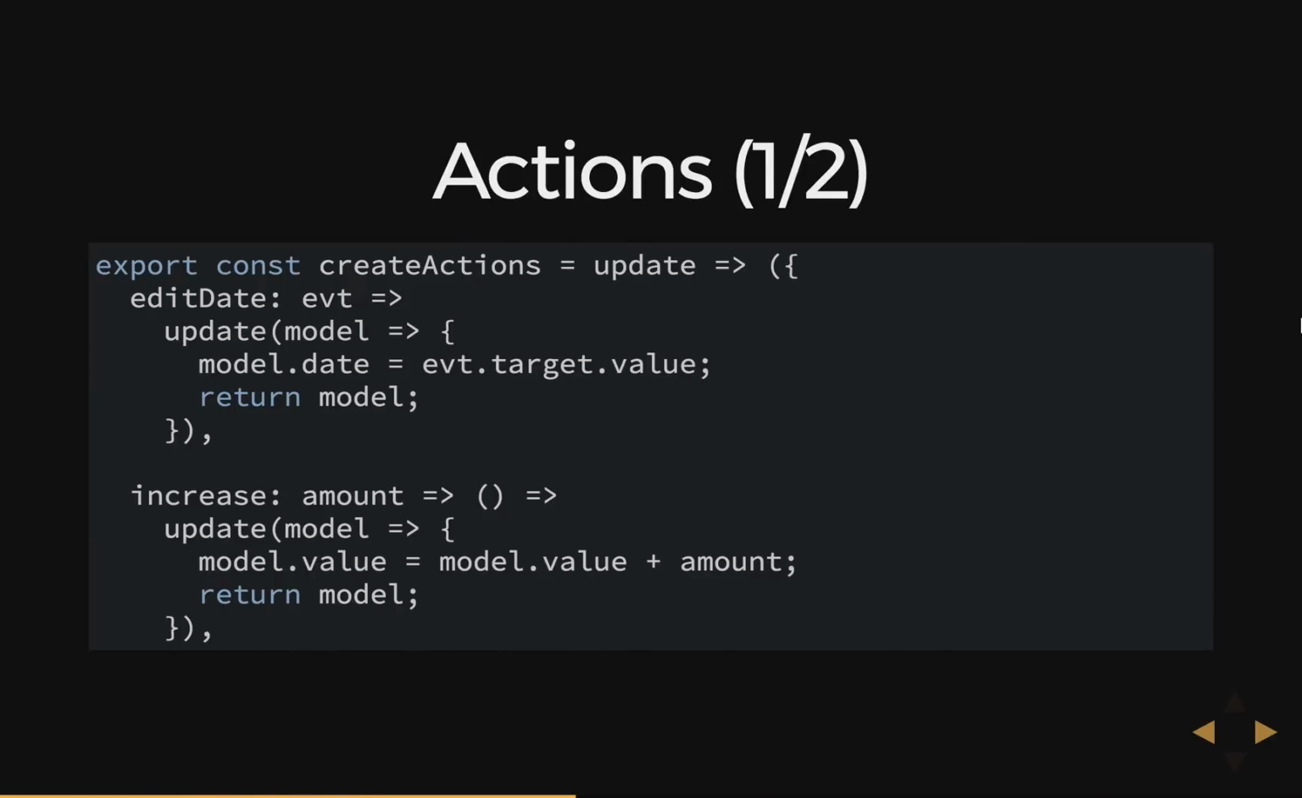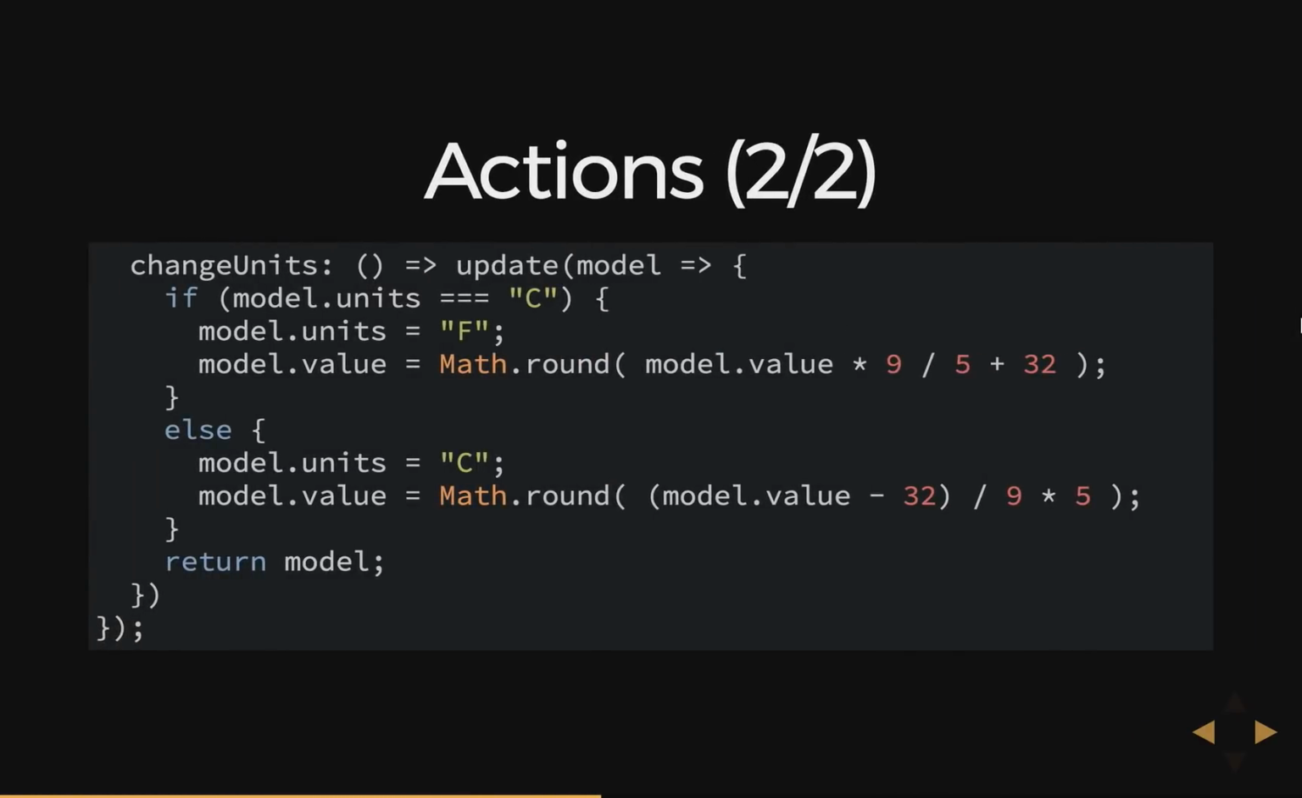So here we are creating our actions. We have an action to edit the date, which will just set the date on the model from the value in the text field. Then we have a function to increase or decrease the value of the temperature. Now we're passing in the amount by which to increase, so we can use this to decrease as well, because that's just an increase of -1. Finally, we have an action to change the units between Celsius and Fahrenheit, and that's just simple math.